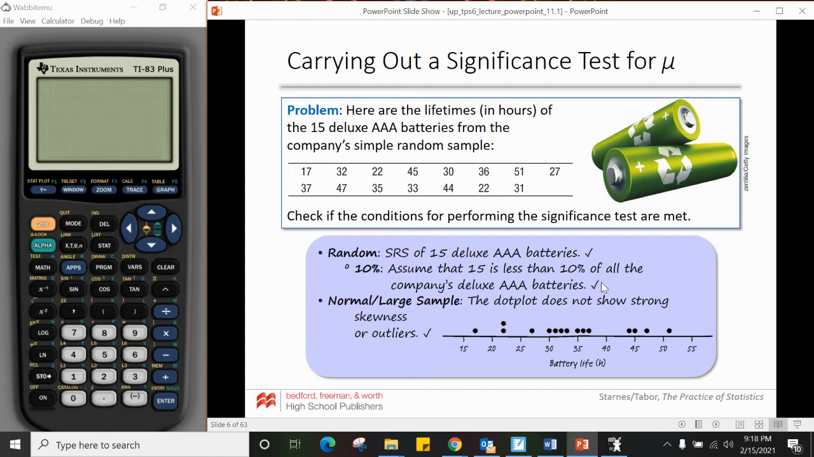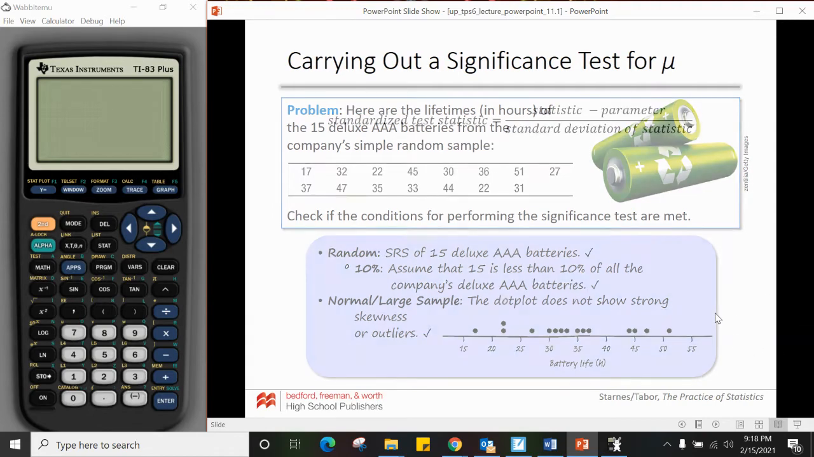For our 10% condition, we're going to assume that 15 is less than 10% of all of the company's AAA batteries. Or you could say 15 is less than 150, so there are at least 150 batteries from this company. And looking at the dot plot, there's not really any skewness and there are no outliers. So we're good to continue on. Our conditions have been met.